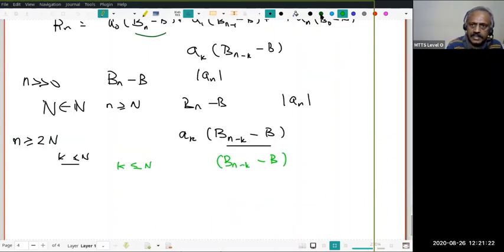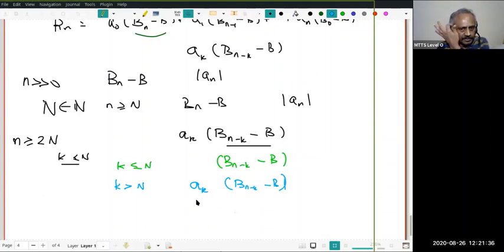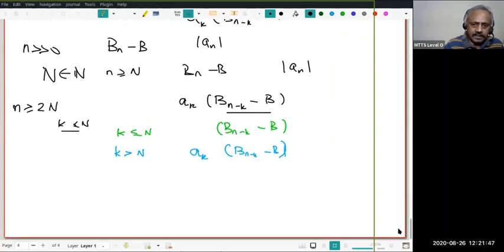On the other hand, if k is greater than n, then I know how to estimate this term a_k, and this will be something times b_{n-k} minus b. This may not be easy, but I know how to estimate this. Is that understood? Right. Now let's keep that in mind and see what we can do.